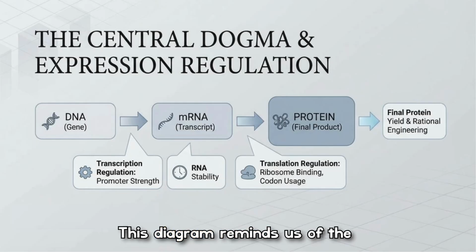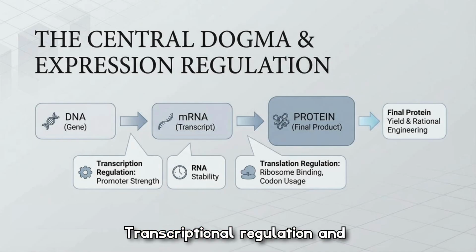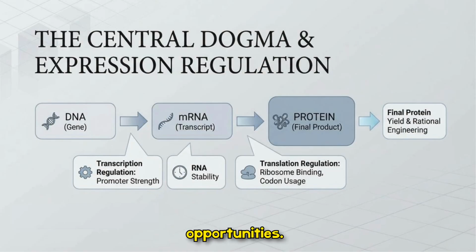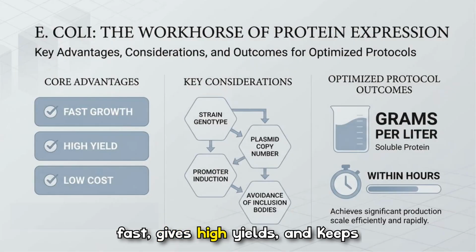This diagram reminds us of the central dogma. DNA is transcribed into mRNA and then translated into protein, and each step is a control point. Transcriptional regulation and promoter strength set how much message is made. RNA stability governs how long it persists, and translation rules like ribosome binding and codon usage influence final protein yield and engineering opportunities.